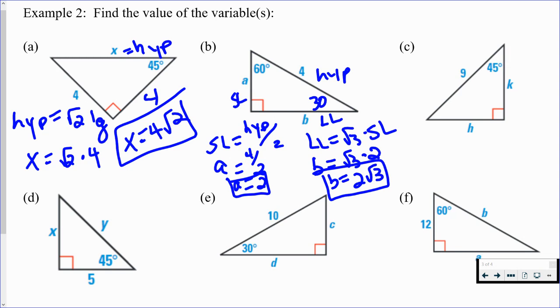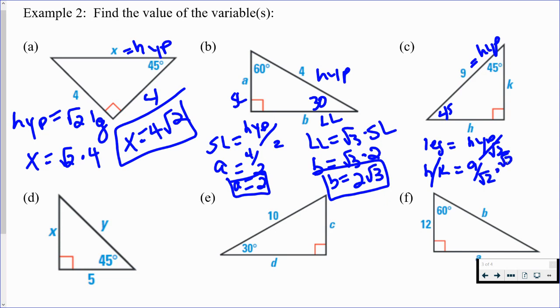All right, let's take a look at the next one. It is a 45, 45, 90 triangle. We are given the hypotenuse, which is 9, and then H and K are both legs, and we know that H and K are equal to each other. So we know that a leg equals the hypotenuse divided by square root of 2. So H or K, both, are equal to 9 divided by square root of 2.